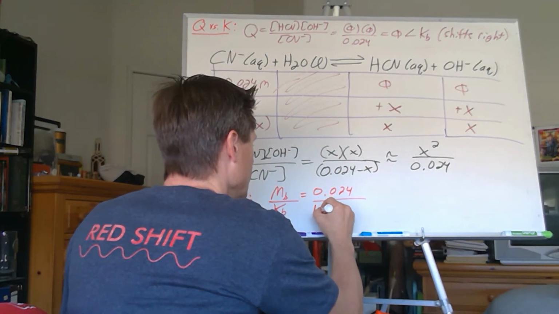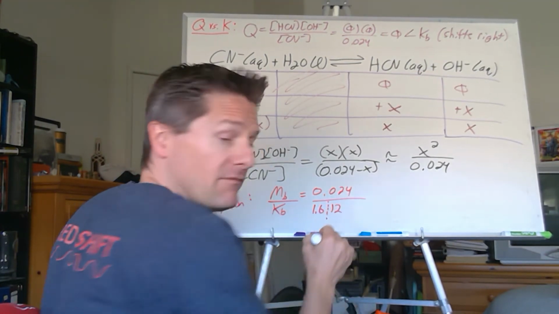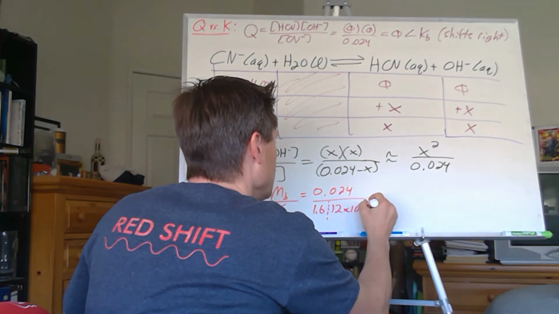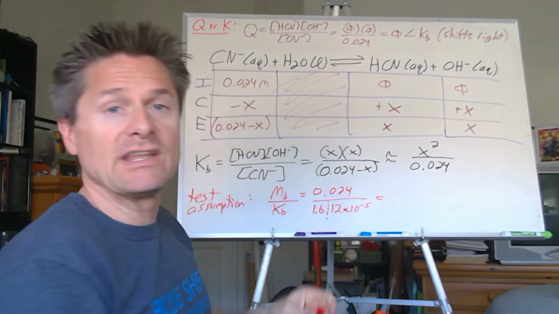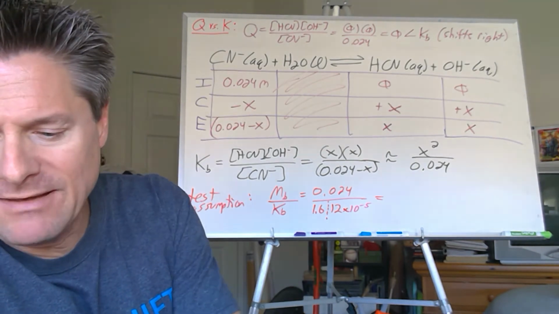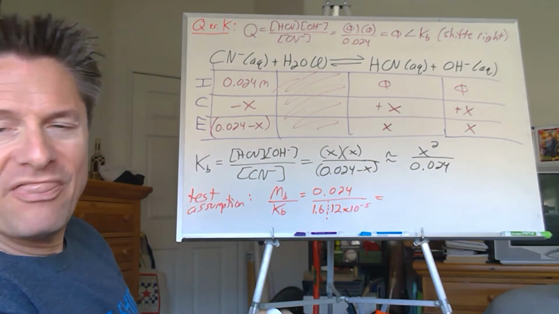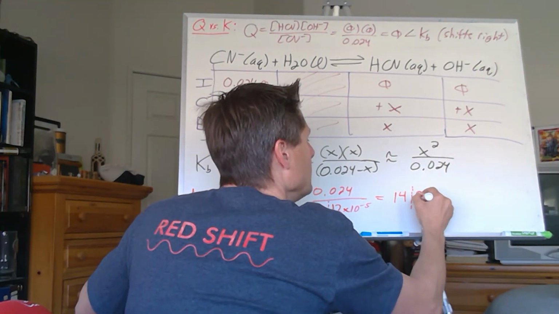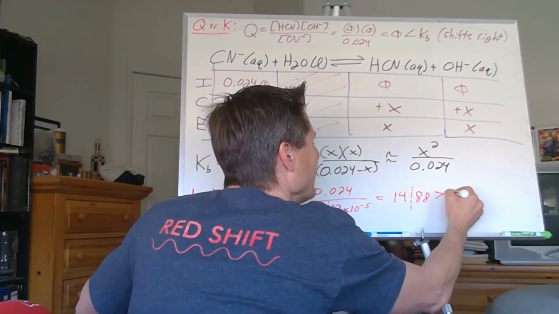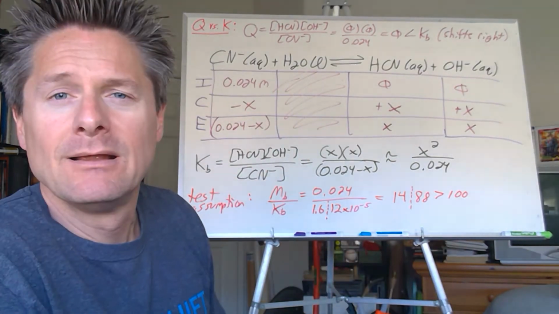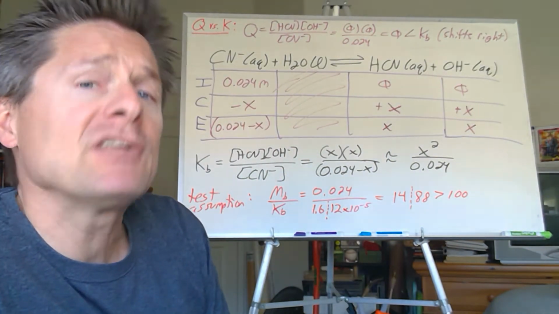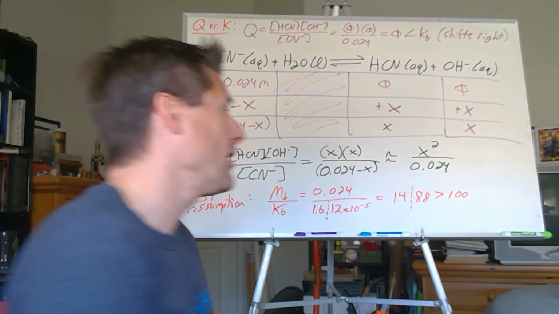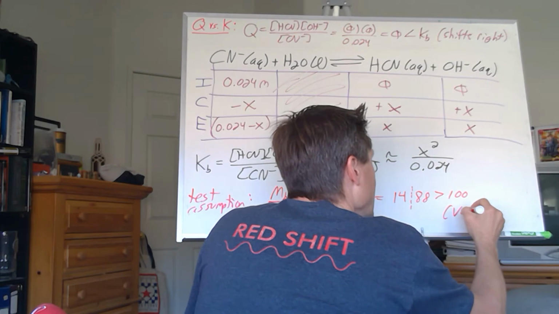1.612, good to two significant figures, times 10 to the minus 5. Two significant digits in both. So if I divide those, I get 1,488. Good to two sig figs. I would say that that's greater than 100. Right? A little too close for my liking, but it's greater than 100. So this should create less than 5% error. And our assumption is valid.